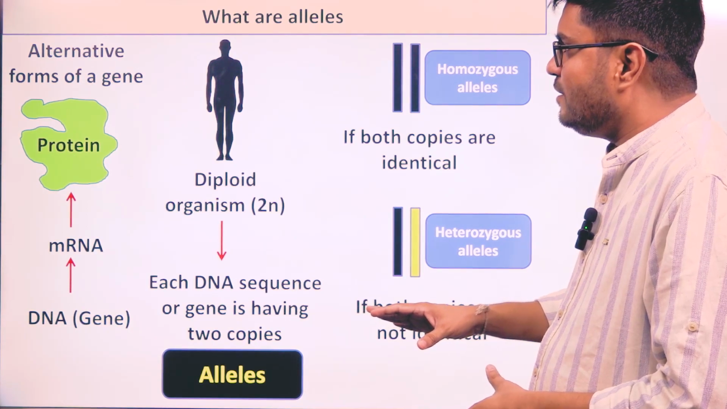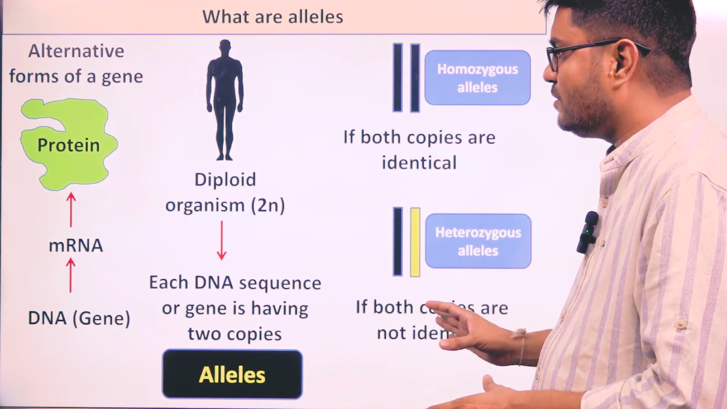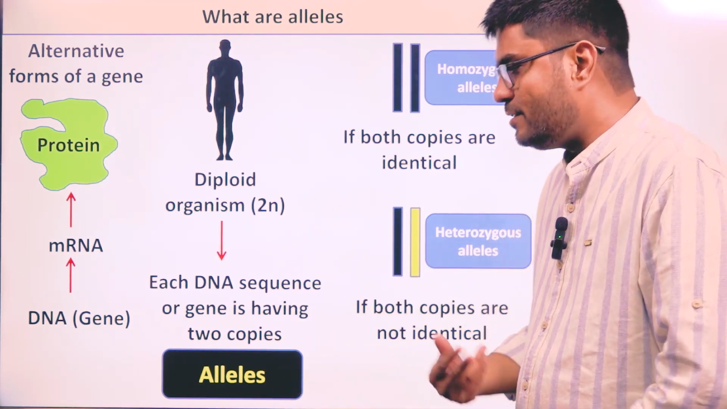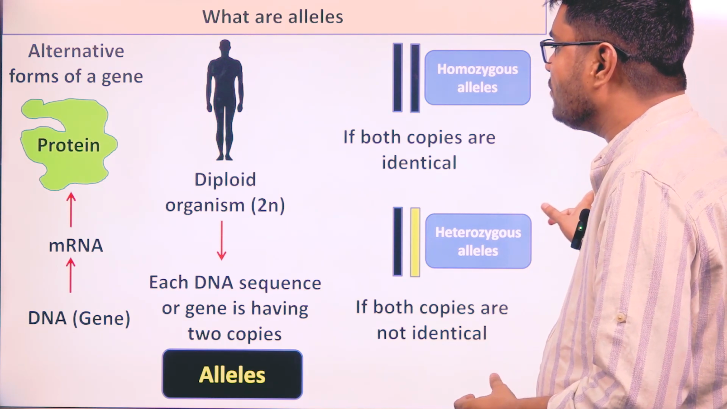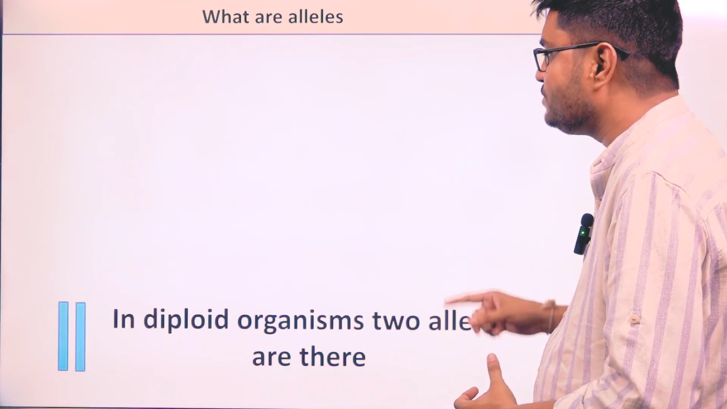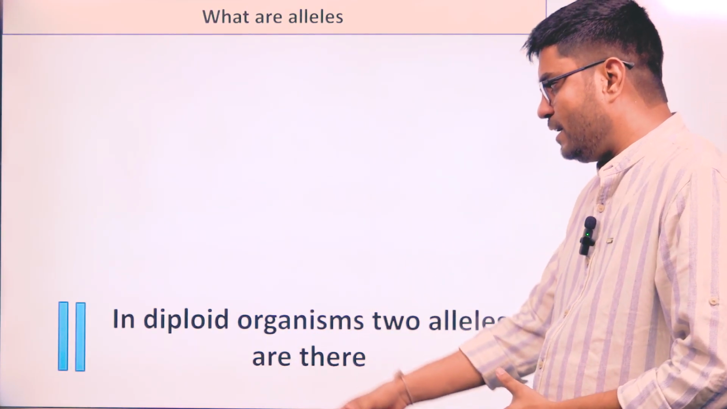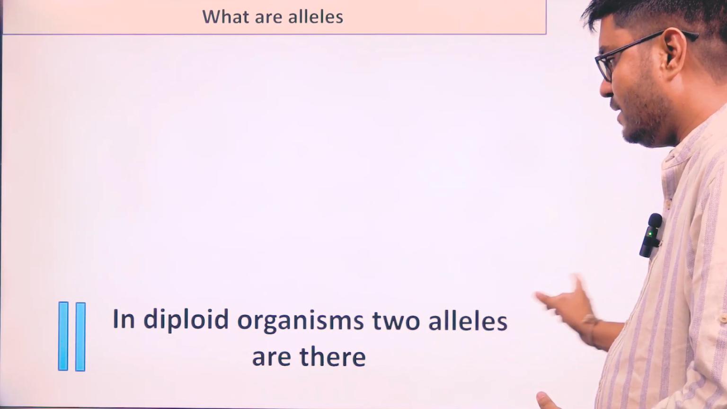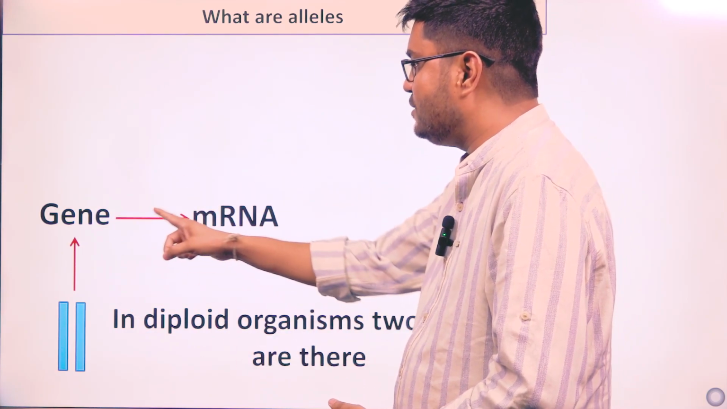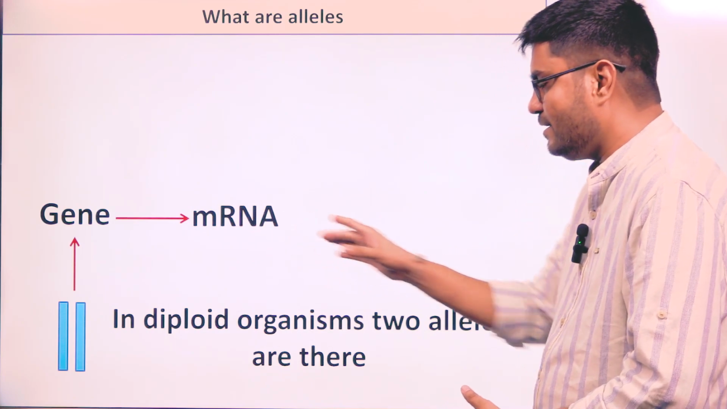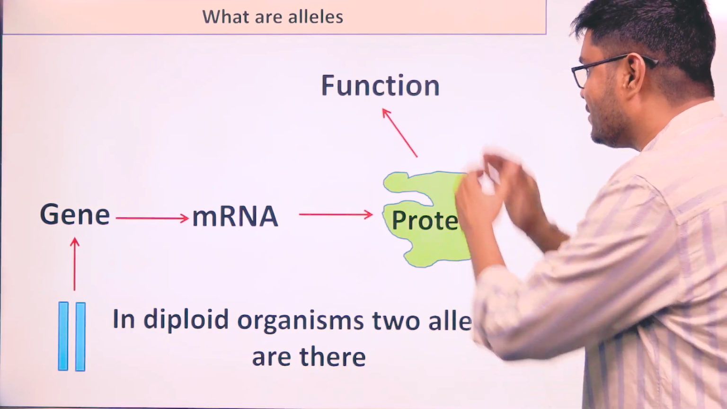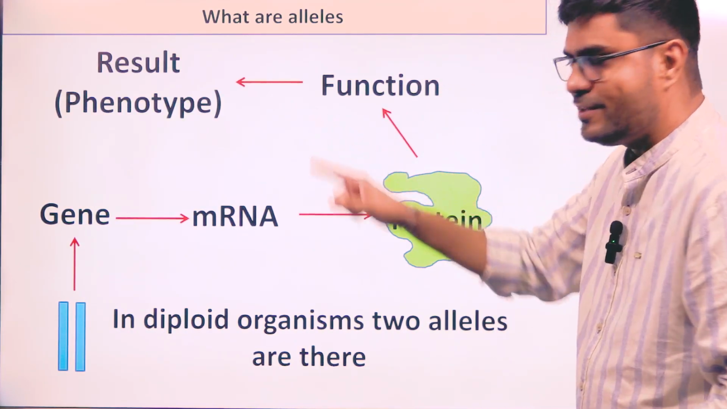But in today's discussion, we will be mainly talking about a single diploid organism. So we will be considering that every gene has two copies, or two alleles. Now we are going to understand the details of alleles, where we already know that in diploid organisms two alleles are there. These are two copies of a gene. Then this gene is giving us mRNA. These two copies are giving us mRNA. From these mRNAs we are getting proteins.